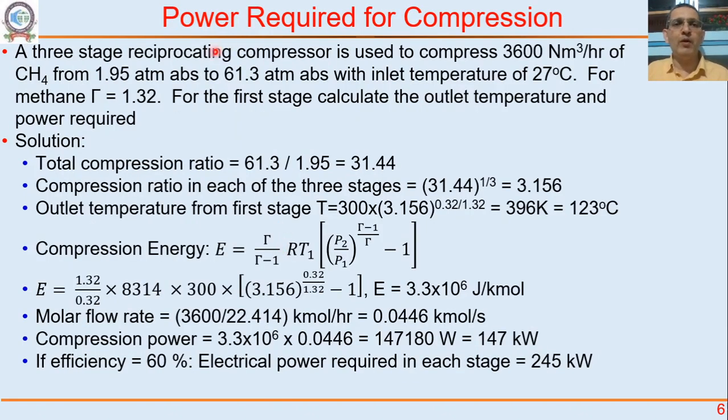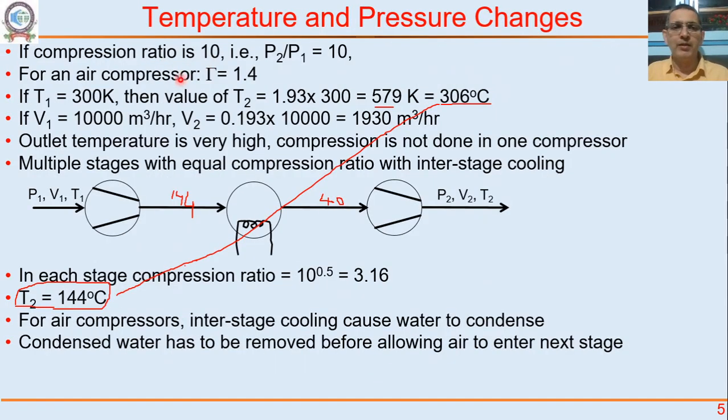Okay, a little bit about power required for compression. So for example, a three-stage reciprocating compressor is used to compress 3600 Nm cube per hour of methane from 1.95 atmosphere absolute to 61.3 atmosphere absolute with an inlet temperature of 27 degrees centigrade. So now it is a three-stage, right? So it is first stage, second stage, third stage. Now this is the second stage.